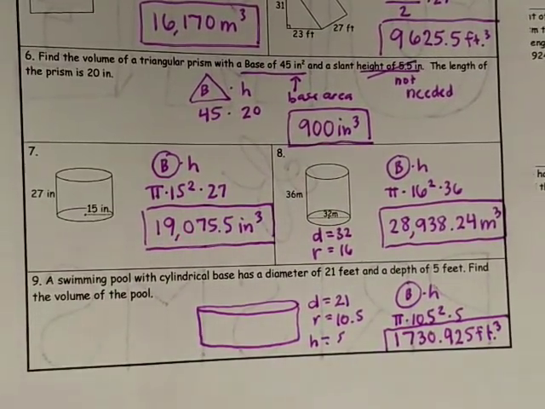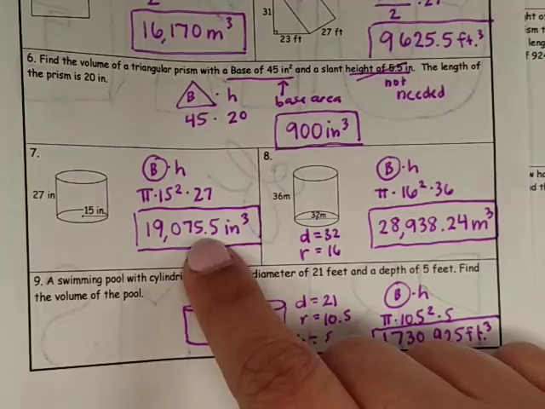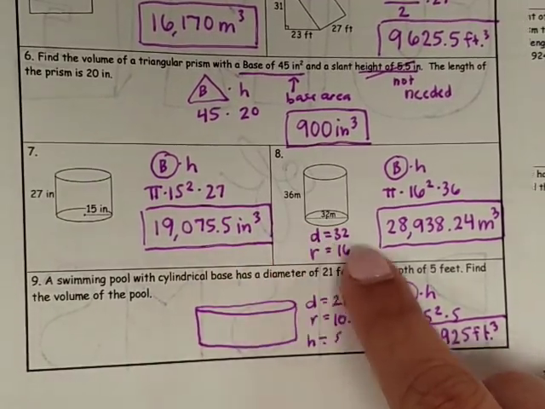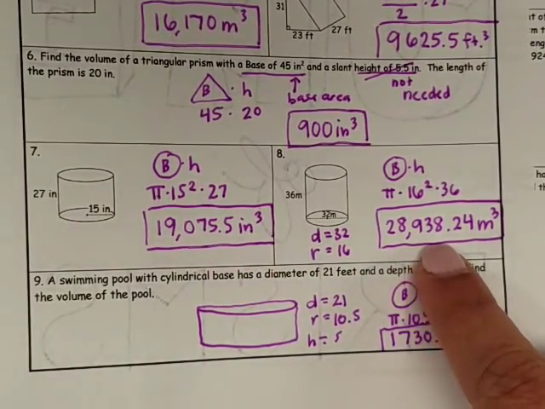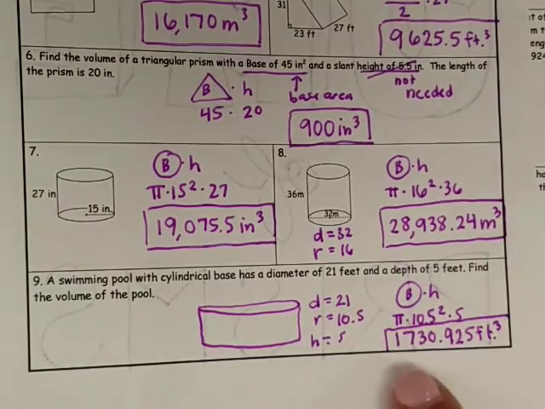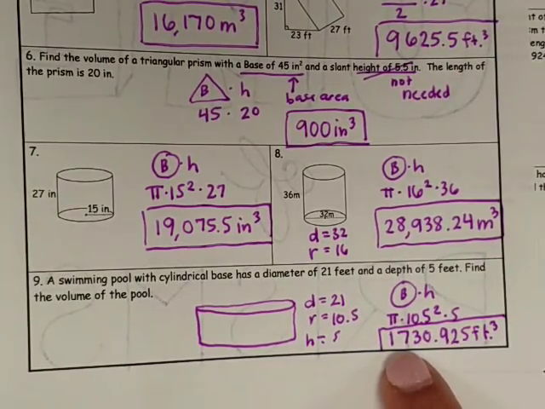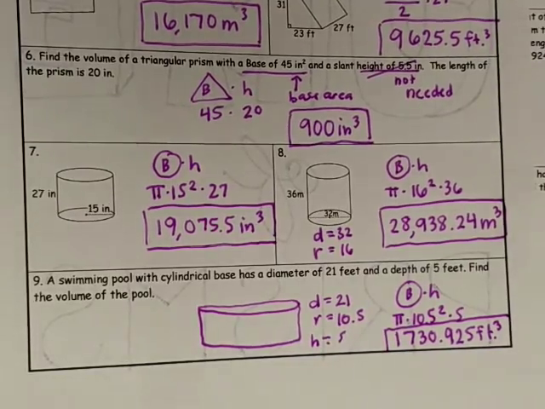All right, number 7, I got 19,075.5 inches cubed. Number 8, 28,938.24 meters cubed. And number 9, 1,730.925 feet cubed.